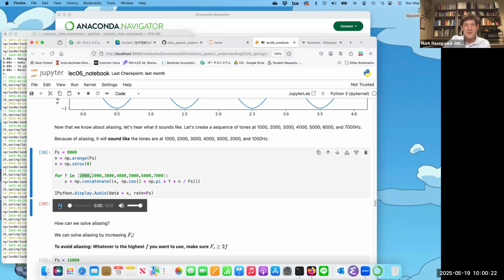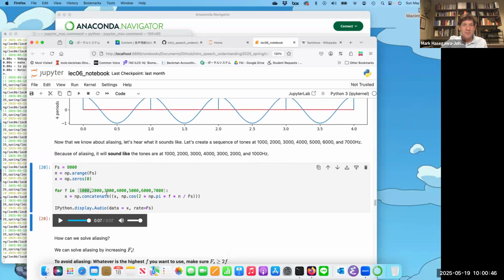Let me remind you that's 1, 2, 3, 4, 5. But it doesn't sound like 1, 2, 3, 4, 5, 6, 7. It sounds like 3, 2, right? Because those extra samples just aren't being represented.